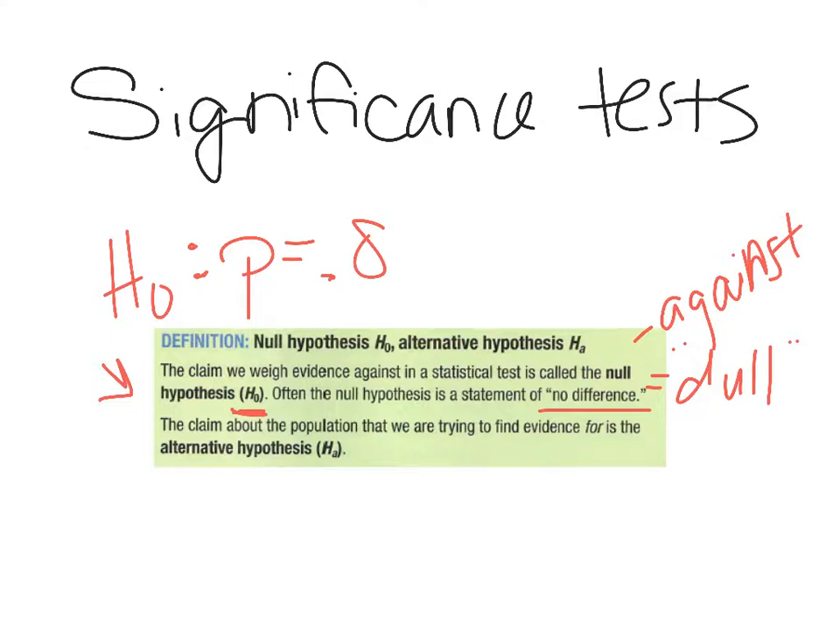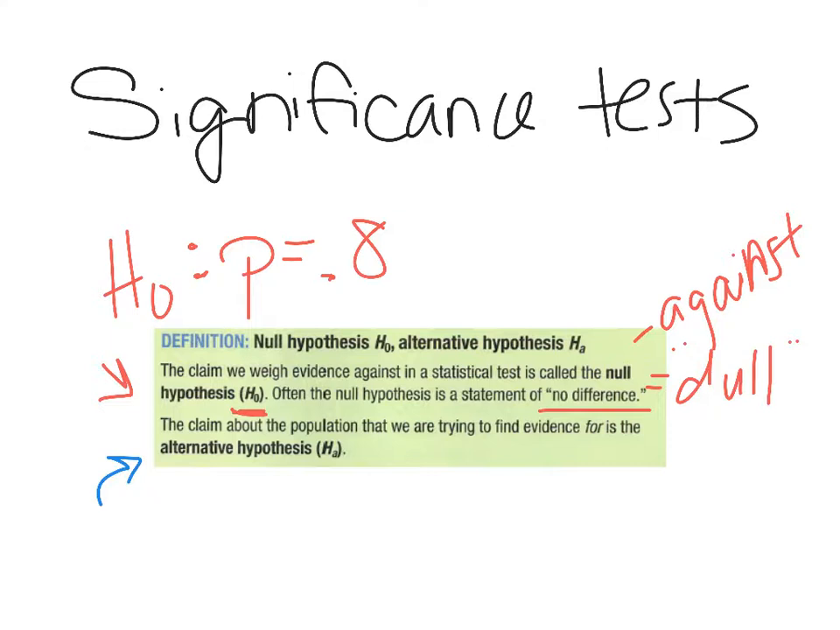Whereas our alternative hypothesis, this is more your typical hypothesis that you would make in science. So your alternative hypothesis is the claim that we suspect is true. We think that he probably doesn't make 80% of his free throws. That's pretty high. Or maybe you're doing a particular science experiment and you think whatever your variable is is going to have an effect. So this is what we hope or suspect is going to be true.